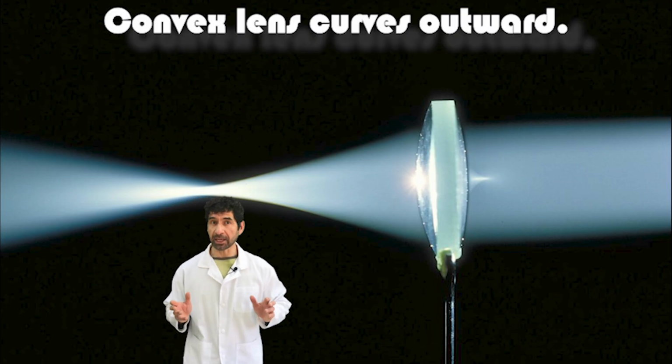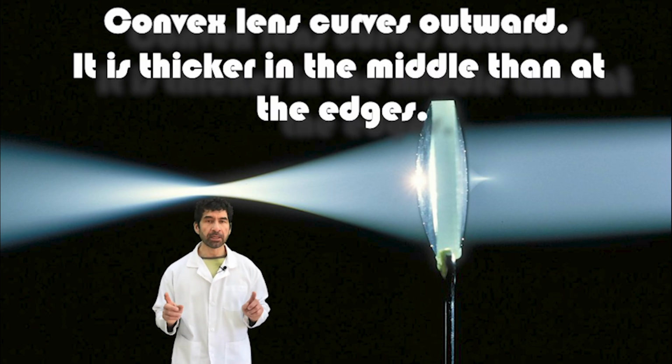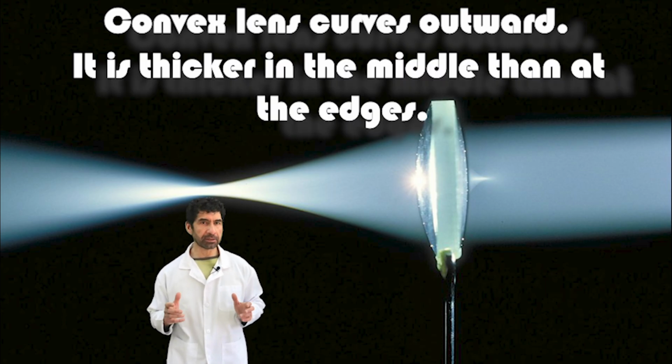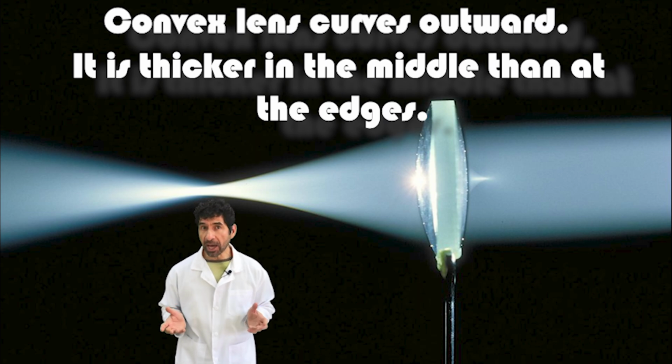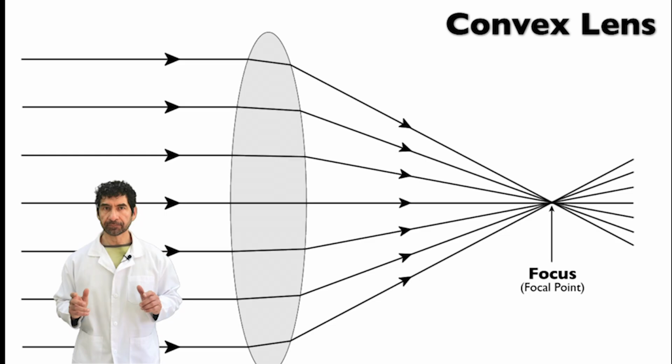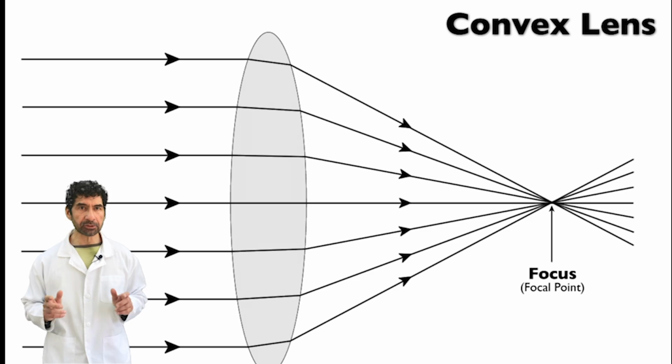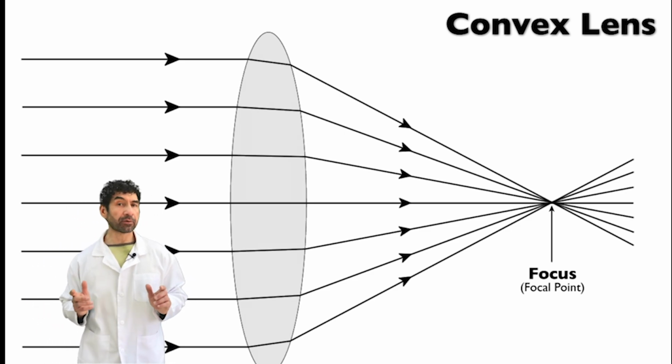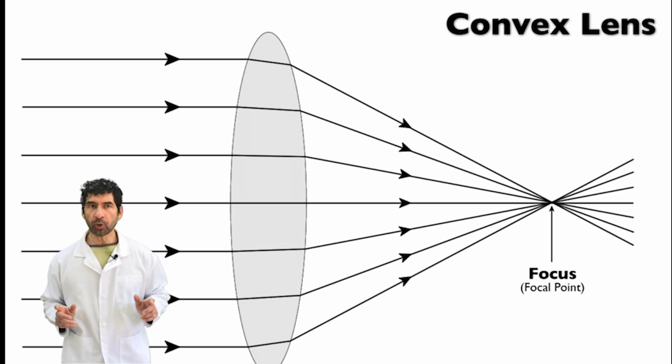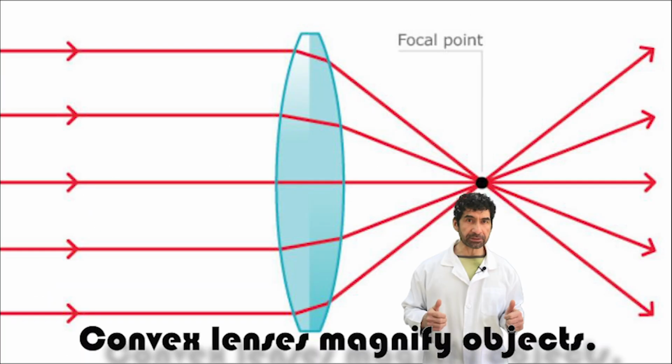A convex lens curves outward. It is thicker in the middle than at the edges. When light passes through a convex lens, the light rays bend toward each other. The rays meet at a single point on the other side of the lens.